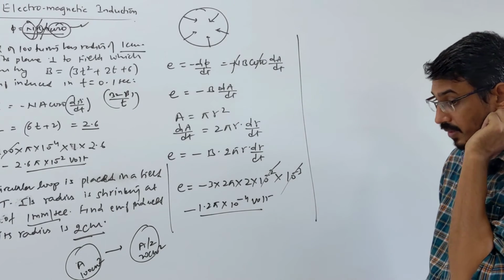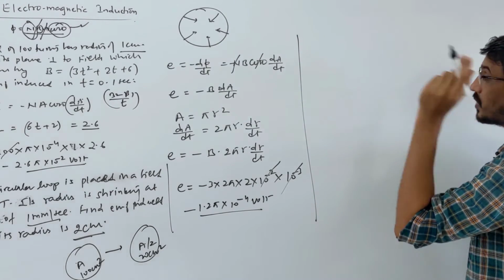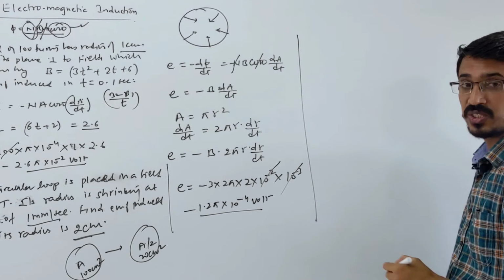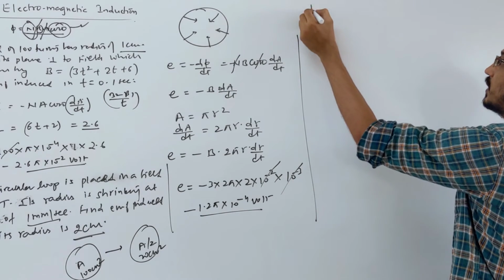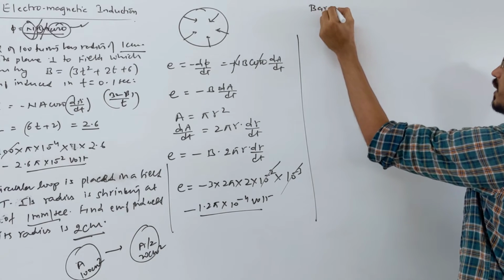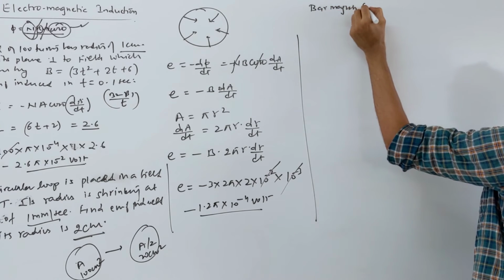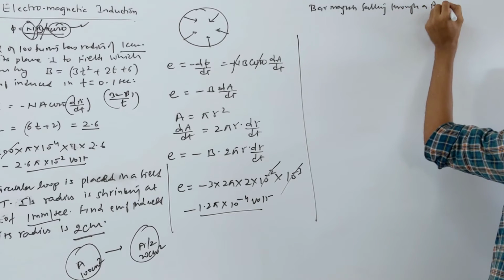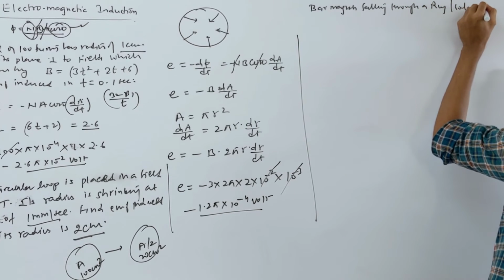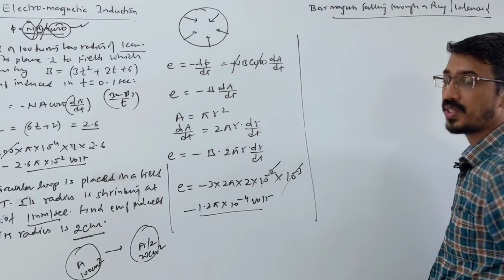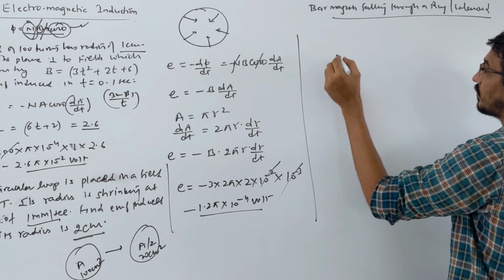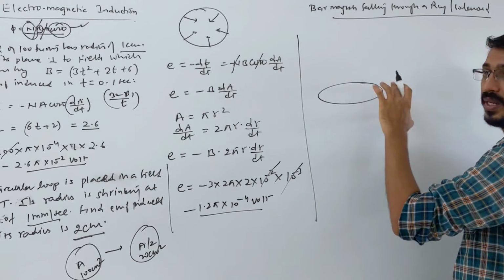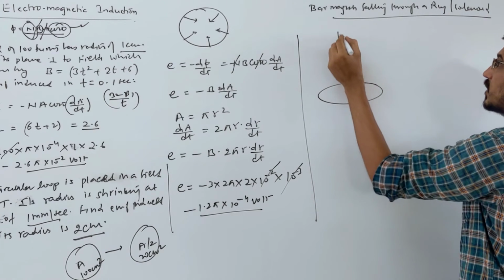Apart from this, some questions they have asked are where we have to tell the direction of the induced EMF. This question was very important: a bar magnet falling through a ring, or say a solenoid. This question was asked in our exam. It's very interesting. Look here. They said there is a ring placed perpendicular to this board, and a bar magnet is falling through it.